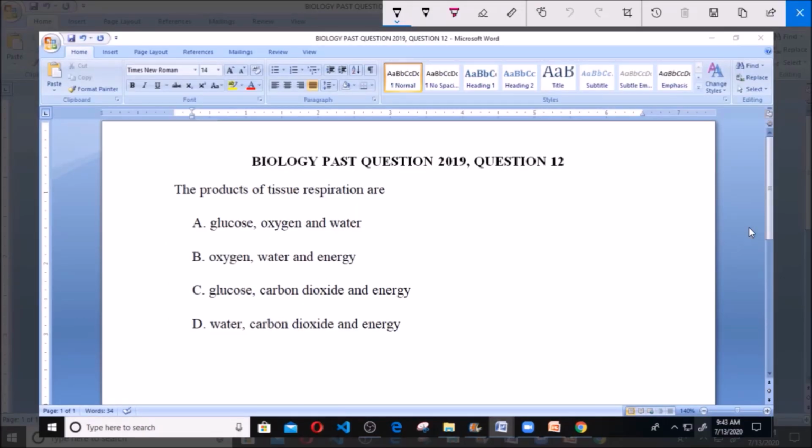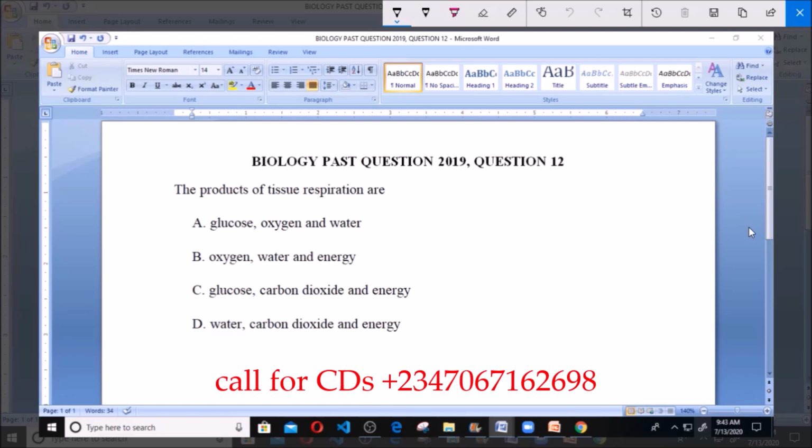Today we'll be dealing with biology past question 2019 and we're working on question 12. The products of tissue respiration are A. Glucose, oxygen and water, B. Oxygen, water and energy, C. Glucose, carbon dioxide and energy, D. Water, carbon dioxide and energy.